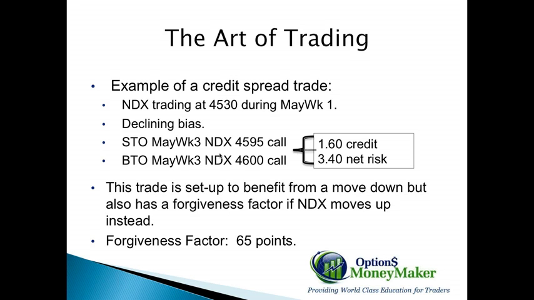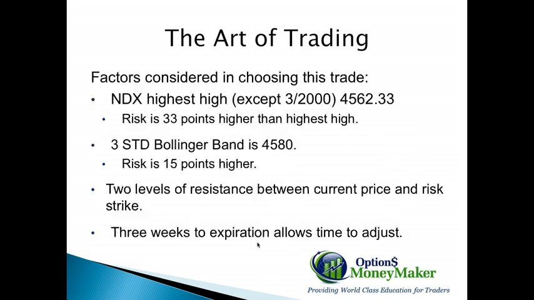And that forgiveness factor is 65 points. You see, NDX was trading at 45.30 when we opened the position. We placed our risk strike, which is 45.95. I call that the risk strike because we want NDX to remain below 45.95. And if in fact it moves above 45.95, we start to incur potential losses. So between 45.30 and our risk point of 45.95, NDX can move 65 points against my position, and I will still have a profitable position.